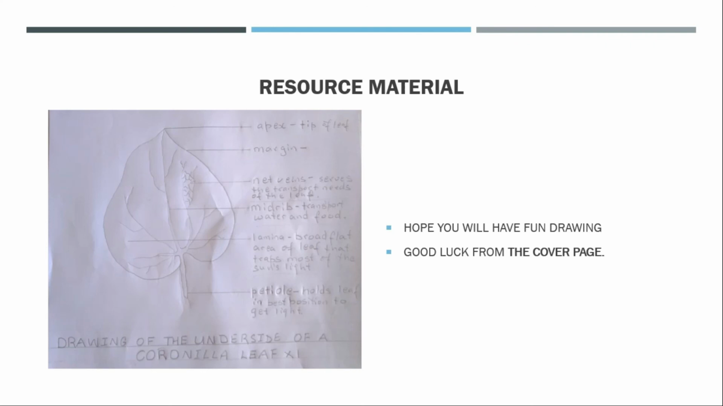All right, so here we're supposed to be looking at the title, and it should tell the view and be a description of what we drew. If you look at what we have here, it says it's a drawing of the underside, that's the lower side, of a caronilla leaf, and it is saying x1. What that means is that the drawing is the same size as the original.